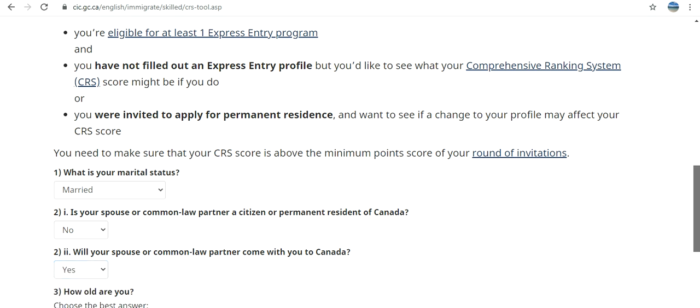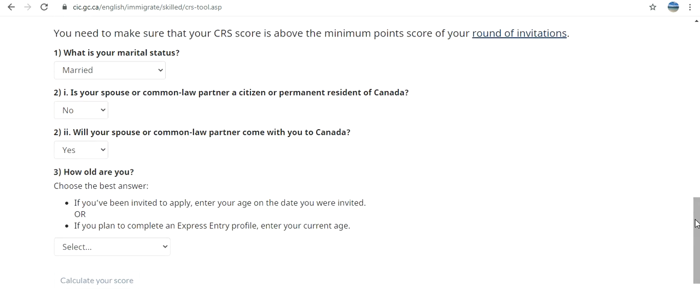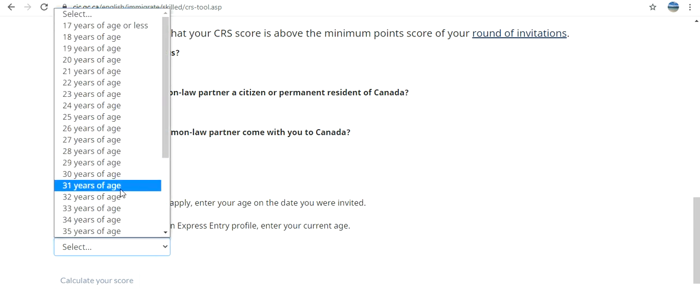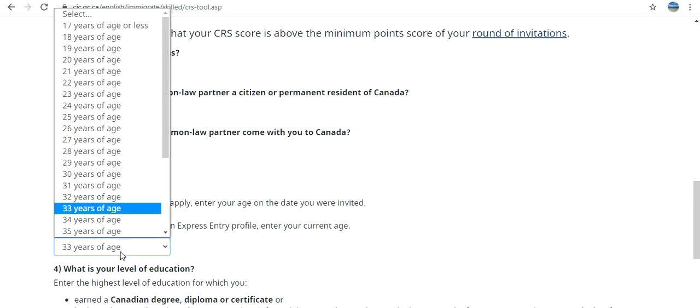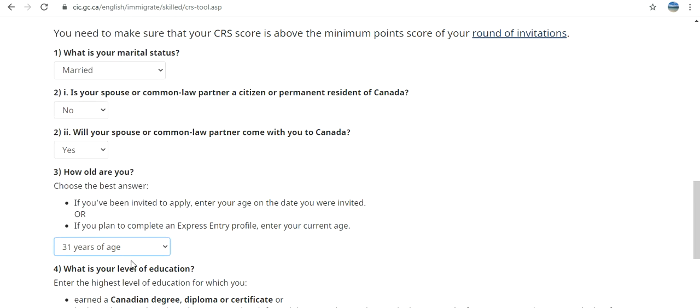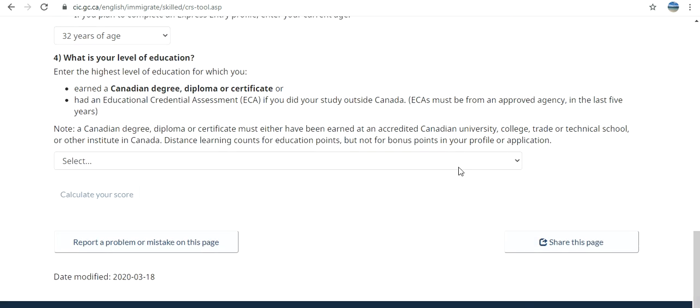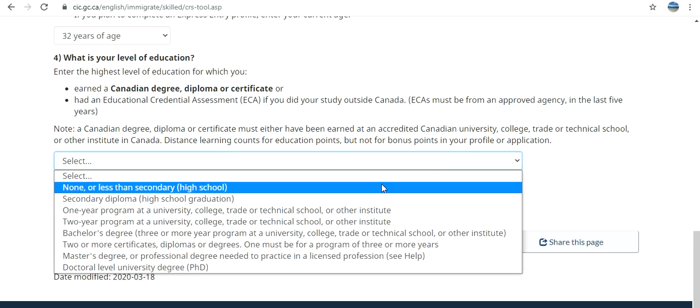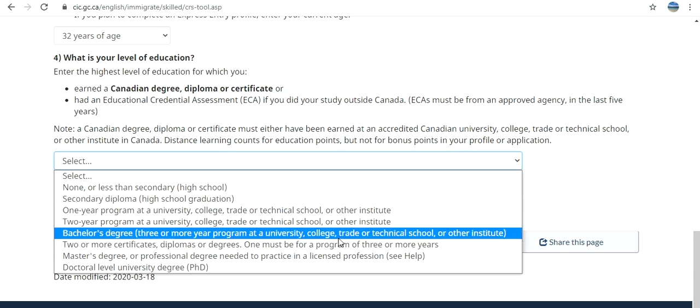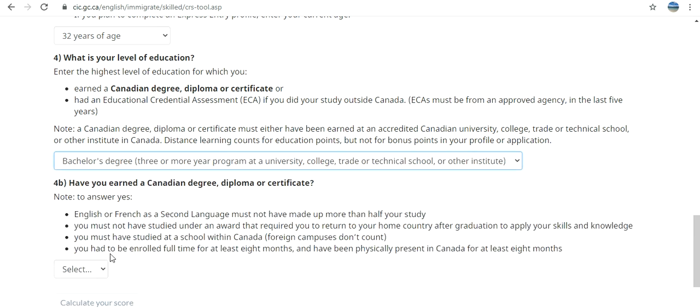Age. Let's say the husband's age is 32 and his wife's age is 31. How old are you? Let's say he is 32. Oh, sorry, 33 I selected. Oh, 31. Too much scrolling. What is your level of education? Let's say he has got a bachelor's degree. Have you earned a Canadian degree or diploma? No.